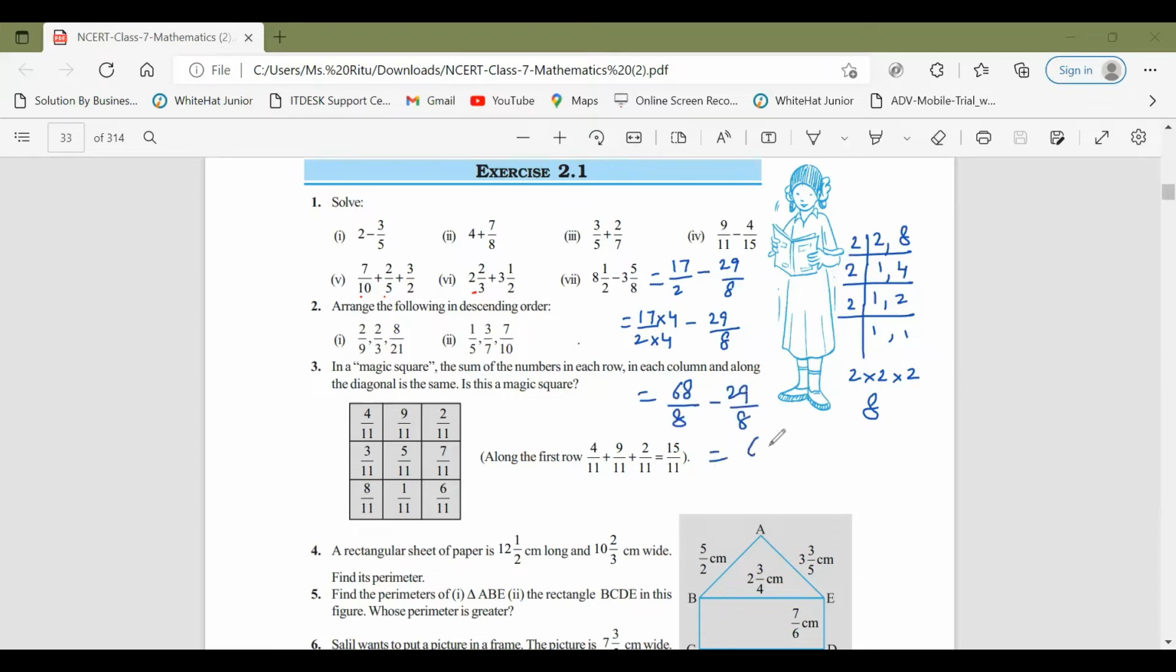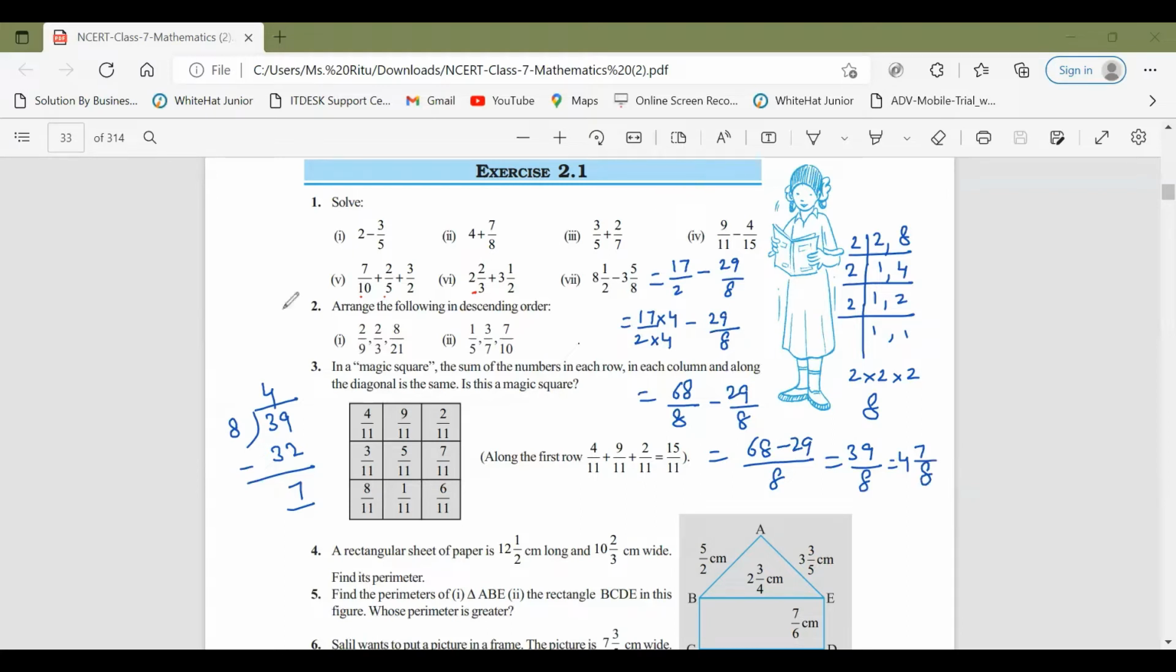Now we can simply subtract both because the denominator is the same in this case. When you subtract both, you will get the answer 39 upon 8. Now, because the question was given in the form of a mixed fraction, we are going to convert this fraction into mixed fraction form. So we'll just divide 39 by the divisor 8. You may check on the left side. 8 fours are 32, 7 is coming here. So the quotient is 4, the remainder is 7, and the divisor is 8. So this would be the answer of this part.